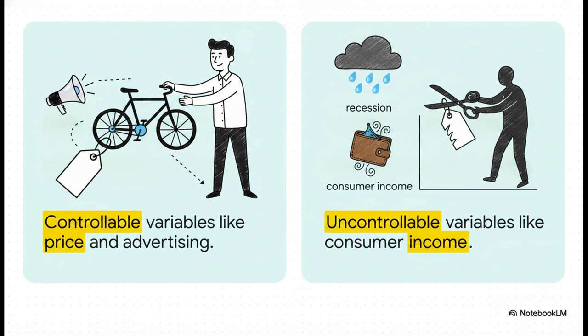First, your controllable variables, things like your ad spend, product quality, or the final price tag you slap on the bike. But then you are totally at the mercy of uncontrollable variables. What if a recession hits and drops your customers' incomes, or a competitor suddenly slashes their prices? A smart manager has to anticipate those uncontrollables by strategically adjusting the things they actually can control.